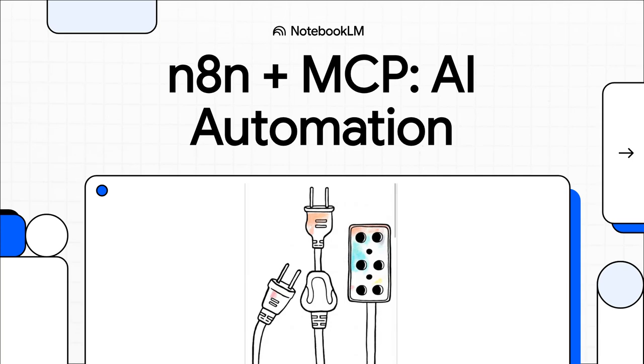All right, today we're going to talk about something that is, well, completely changing the game for how AI agents actually connect to the real world. We're going to look at this incredible duo, n8n and a new protocol that is seriously shaping up to be the new standard for all AI automation.